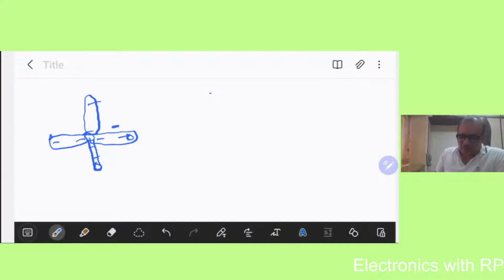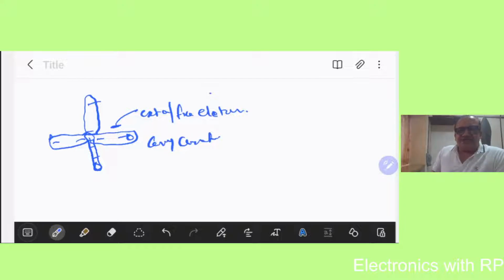So this 1 electron over here is the extra or free electron. This electron will carry the current. This type of semiconductor, where a pentavalent impurity is added, is known as N type of semiconductor, because the electrons are the carriers of current. So this is N type of semiconductor.